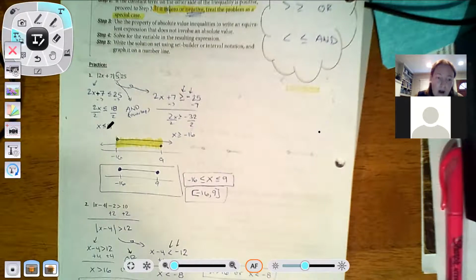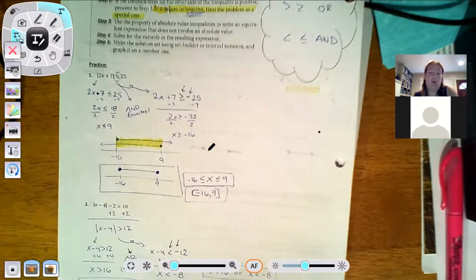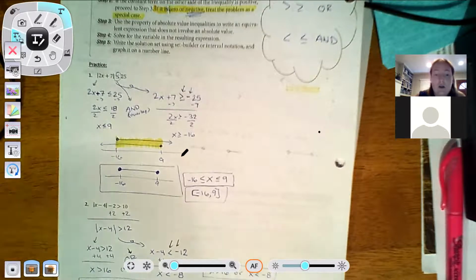So once you've graphed, in this case, less than or equal to 9 and greater than or equal to negative 16, we're going to look for where both of those are being met, the overlap. And so it's just between negative 16 and 9. So again, scratch work, and then your final answer once you've looked at the and versus the or. Because had this been an or, it would have been everything when we join those two graphs together. So it makes a difference in your answers.